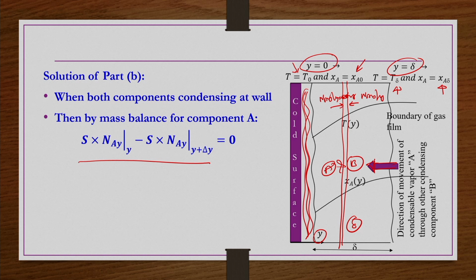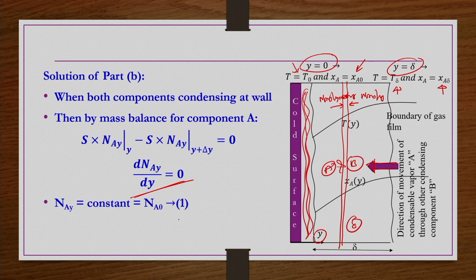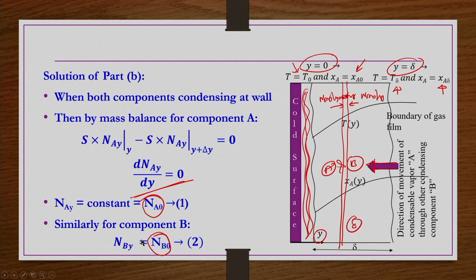So, we can do balance this way, or in the part A way we have directly taken the species conservation equation, dou Ca by dou T plus del dot Na is equals to 0, that we have taken. So, that way also we can do it. Okay. So, now you apply limiting conditions after dividing this equation by S and delta y, then you get this equation. Now, this is NaY is equals to constant. So, what is that constant? We do not know. So, we are calling it Na naught, right. Similarly, if you do for component B, you get NBY is equals to constant, and that constant we do not know. So, we are calling it NB naught.